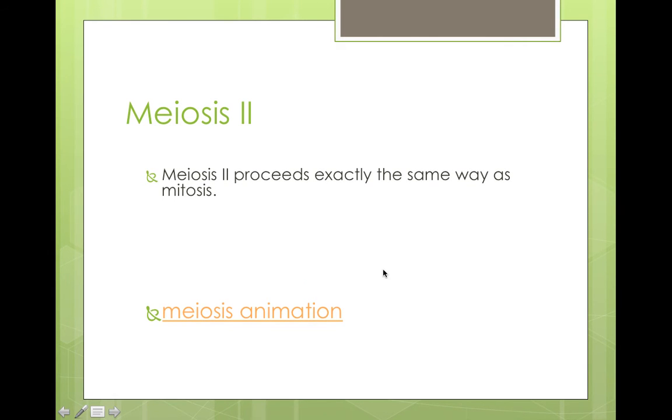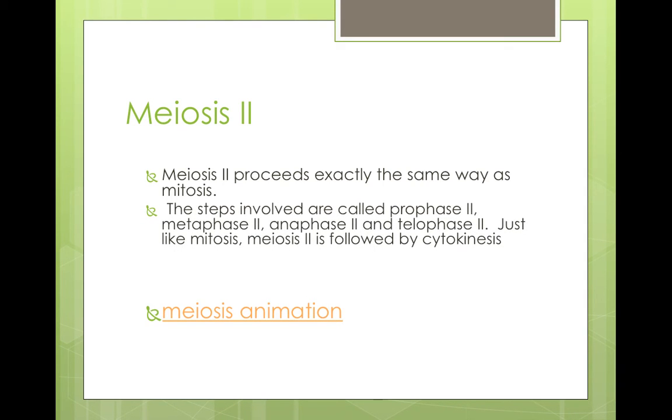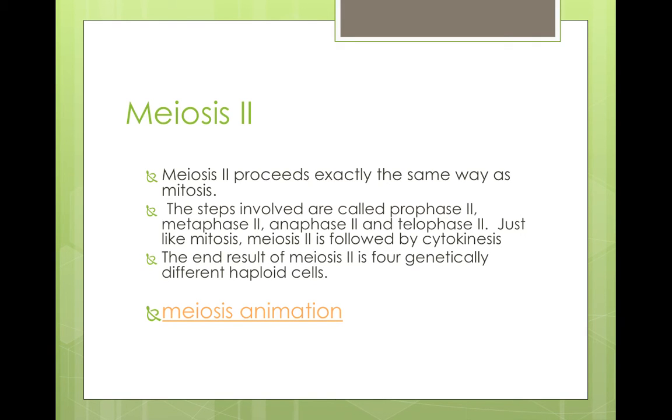So meiosis 2 proceeds exactly the same way as mitosis. The steps involved, however, have a 2 behind them. So prophase 2, metaphase 2, anaphase 2, and telophase 2. Just like mitosis, meiosis 2 is followed by cytokinesis. The end result of meiosis 2 is 4 genetically different haploid cells. And this is why, if you have siblings, you are not carbon copies of each other. Each of you has a very distinct genetic fingerprint that is only yours.